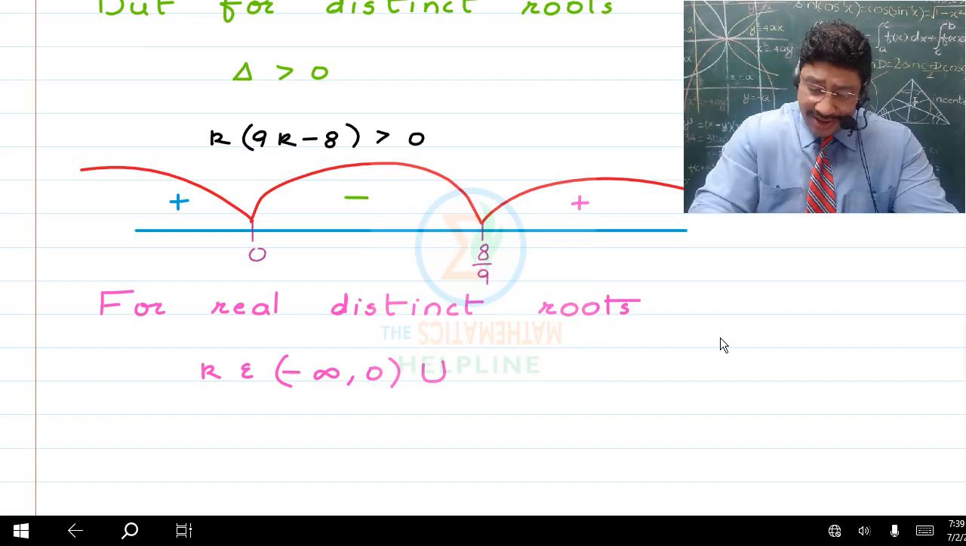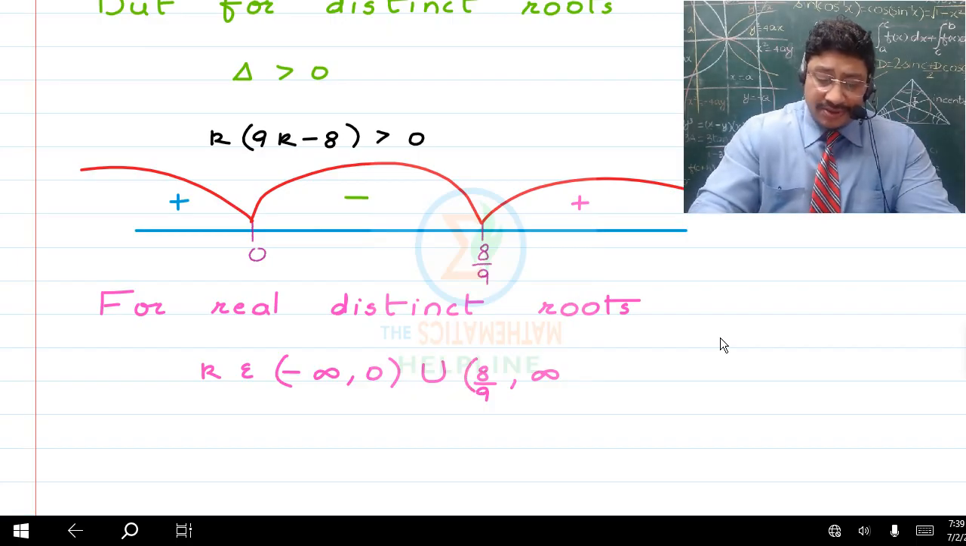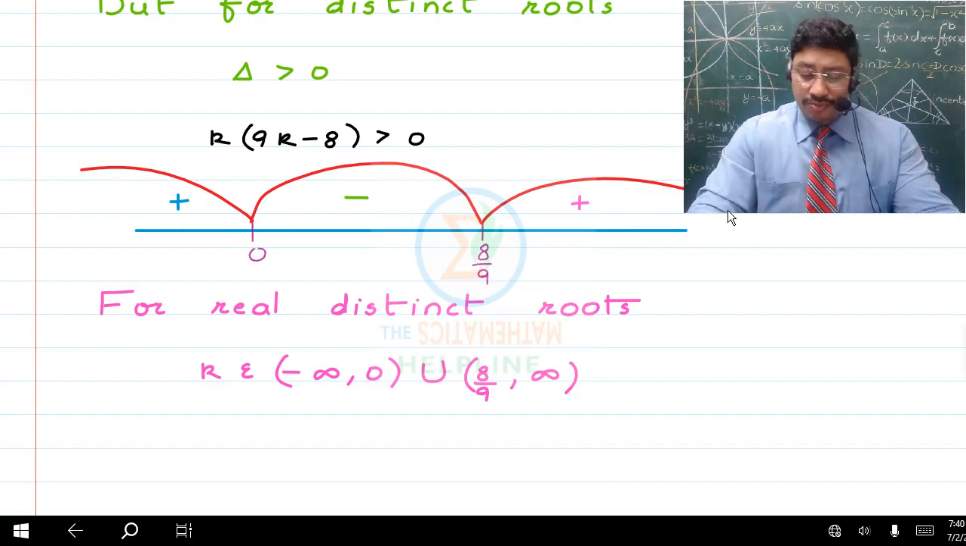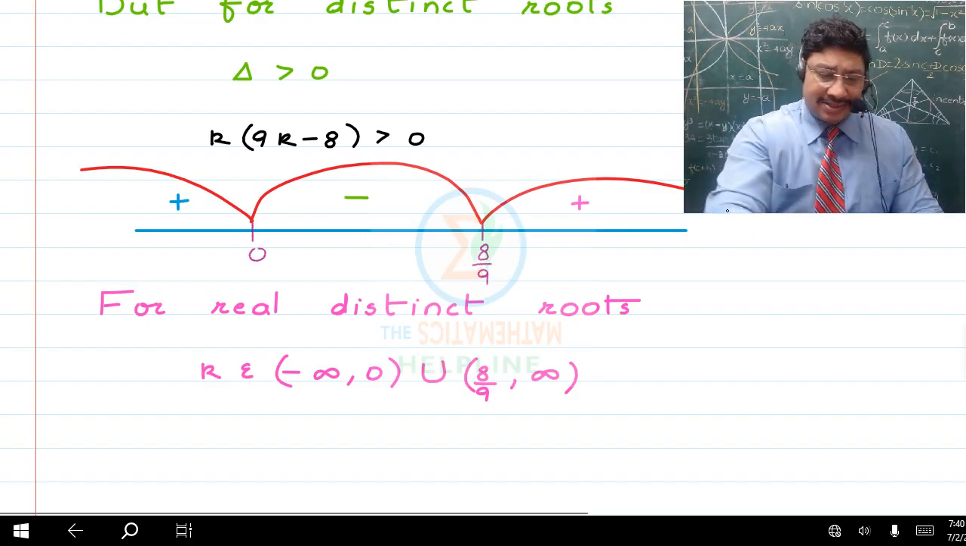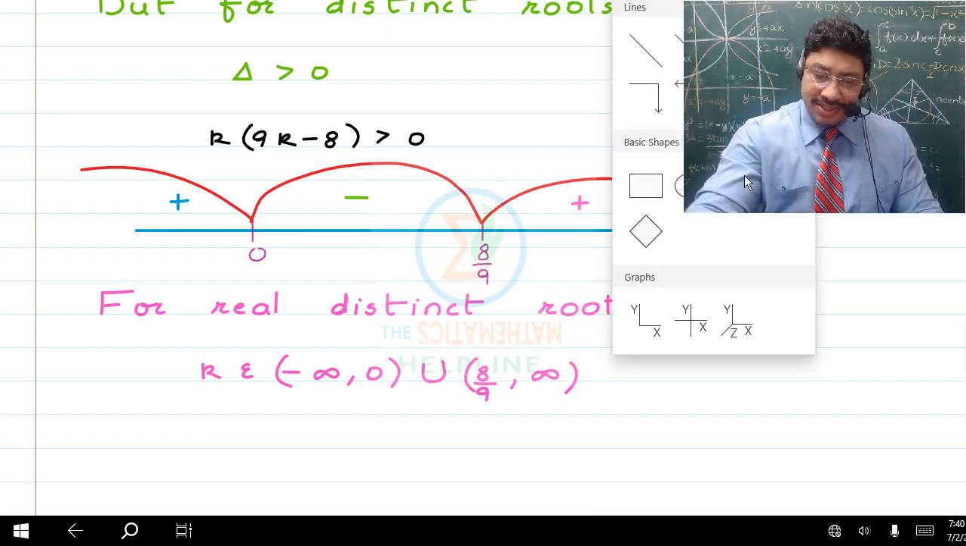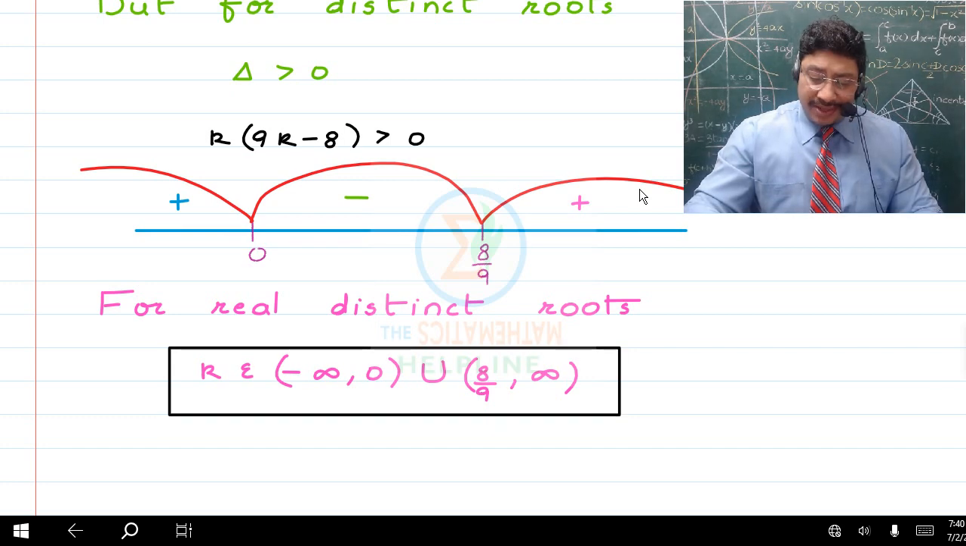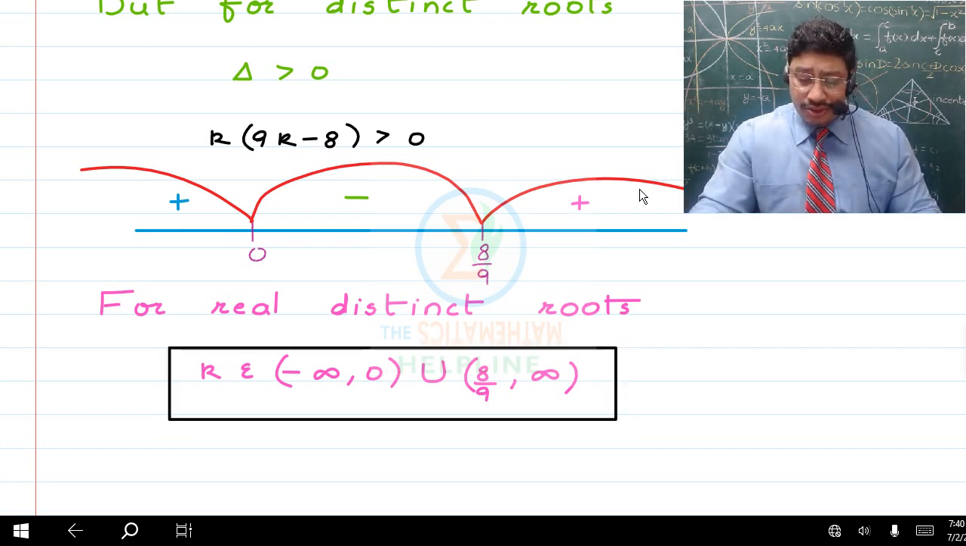As such, we can write this to be 8 upon 9 comma again positive infinity, right? So 8 upon 9 obviously cannot be reached because there's no equal to sign, and further infinity also is one such which you will not be able to reach. As such, you'll put up an open bracket. So this is the final answer, and thus you can say that if you talk about trying to get two distinct real roots, this is what the answer should look like, right?